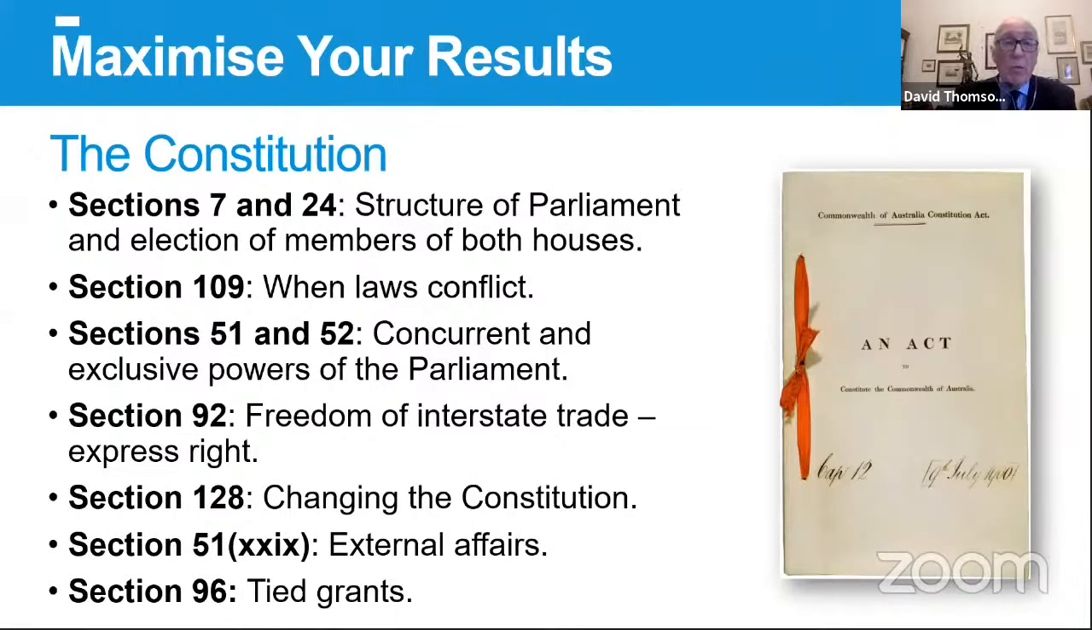During the course of the year, you've probably looked at sections 7 and 24. Those two sections look at the structure of Parliament, the election of members of both houses. Now, there's a case in your documents from 1992, which is called Australian Capital Television and the Commonwealth. In that case, the High Court created the only implied right that the court has actually found in the Constitution. And that's the implied right to the freedom of political communication.